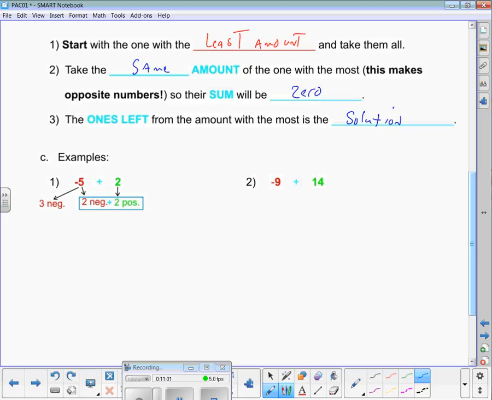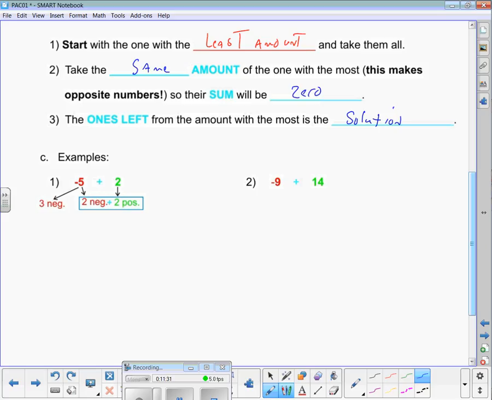So you've got 5 negatives and 2 positives. All right, so here's the way we do it. You want to start with the one with the least amount. I hope we all know 2 is less than 5, right? There's 5 negatives, there's 2 positives. 2 is small. So you're supposed to start with the one with the least and take all of them. 2 positives.